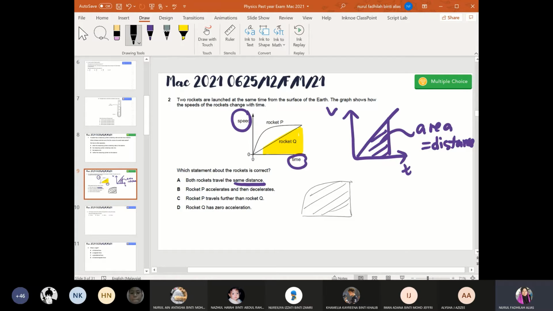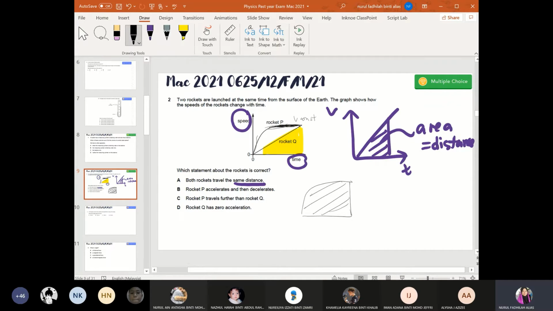Okay, B, rocket P accelerates and then decelerates. Salah, okay. Actually dia accelerates and then dia almost apa? Dia is not decelerating. Almost have constant speed. Kan? Speed constant kat situ.